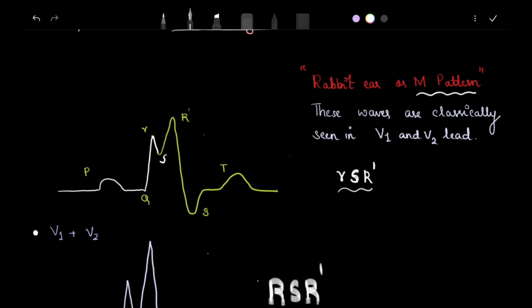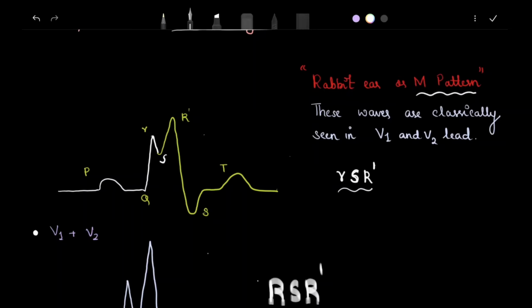Coming to the next slide, this is the next ECG. In V1, it is clearly an RSR dash pattern. The RSR dash pattern is in V2 also, and in V3 also. Look at V6: there is slurring of the S wave, and in V5 also. So it's clearly a right bundle branch block.